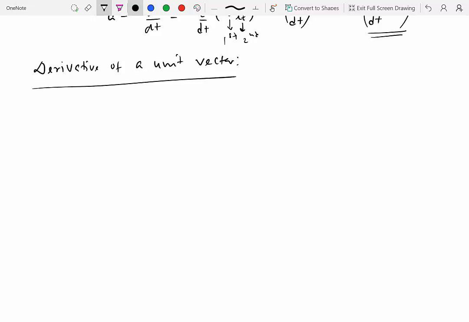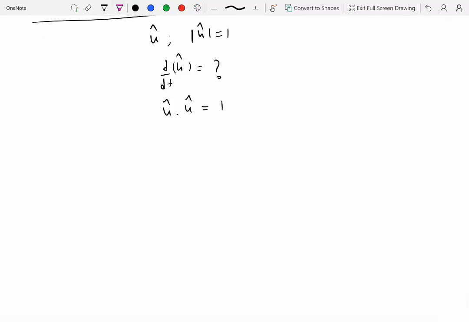Let's say we have a unit vector u hat, which means that the magnitude of u hat is equal to 1, and we're looking at the derivative of the unit vector u hat, so d over dt of u hat. What is this quantity? First of all, u hat is a unit vector, which means I can write u hat dot u hat equal to 1. If I take the derivative of this equation, what do I get?